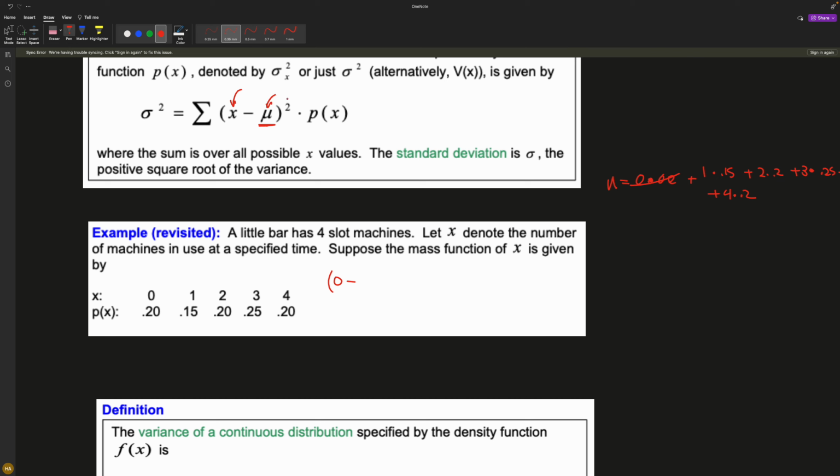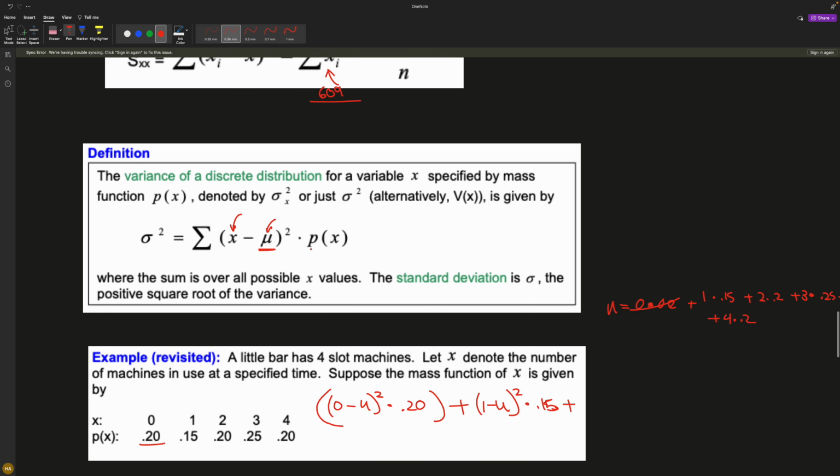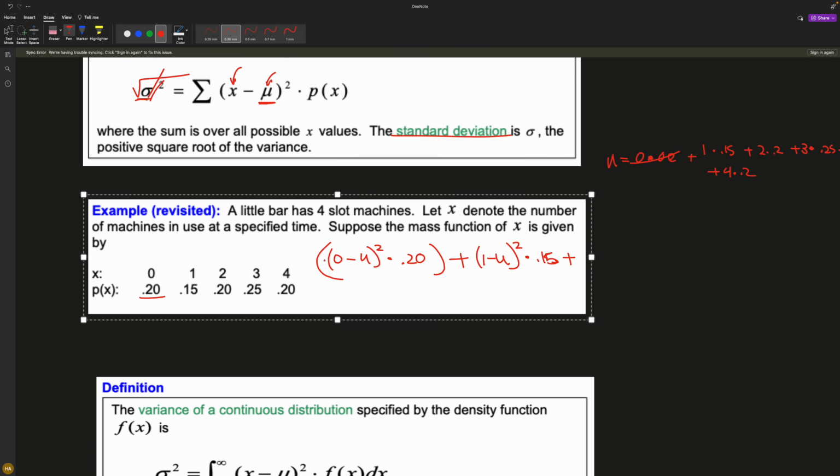So now we go back up here. Your mu is the same, you can just calculate it once. Then you'll do x minus your mu squared times your p of x, which is 0.20. That's your first one. Plus, you'll do 1 minus your mu squared times the probability for that, which is 0.15, plus, and so on. That's basically how you do the variance of a discrete, and this formula is given. After you get that, you just square root it, and it will give you your sigma, the standard deviation. Nothing too fancy, just a bunch of additions.